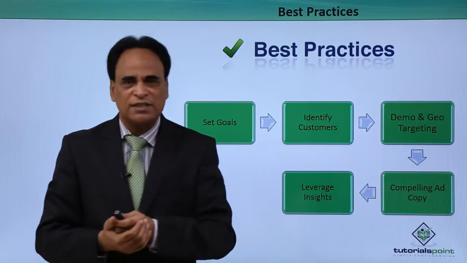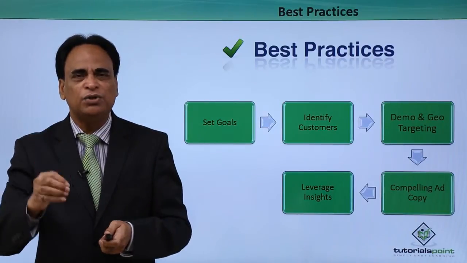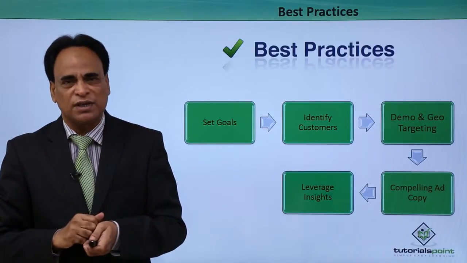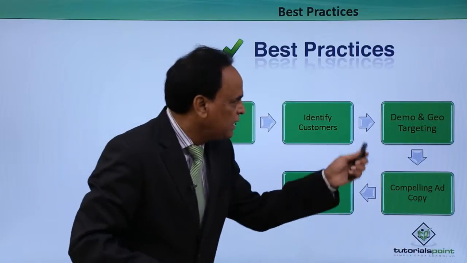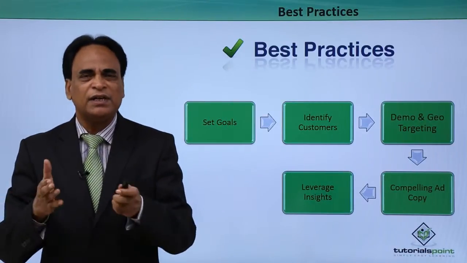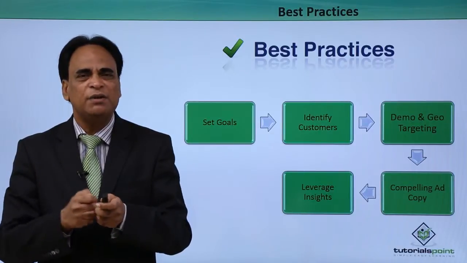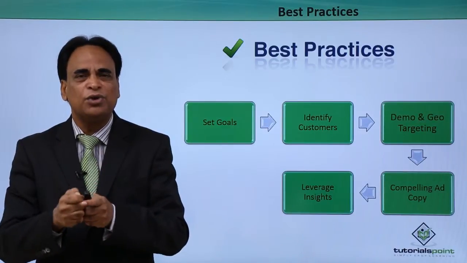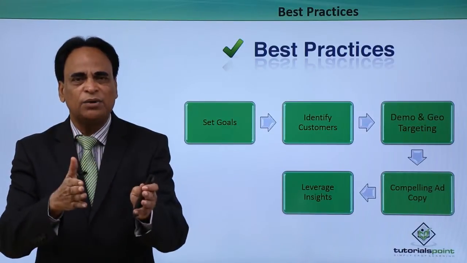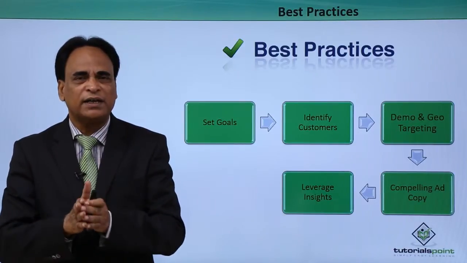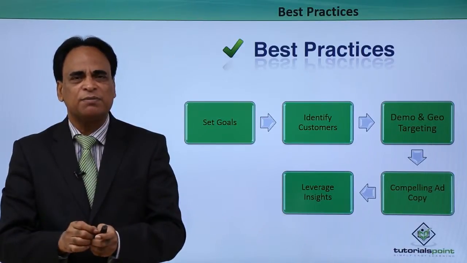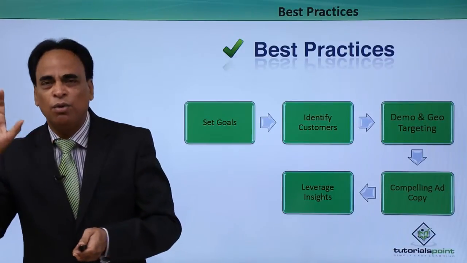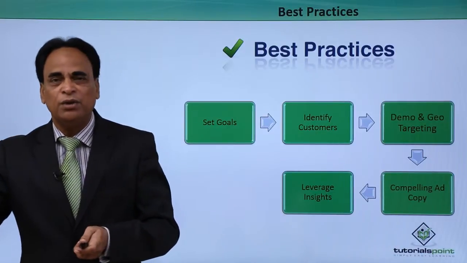ad. Identify customers. You need to know exactly who your customers are, where your customers are located, and what the demography of the customers is. Identify those customers. Demography and geo-targeting. When you are creating an ad on Facebook, it is extremely important for you to target the geography and the demography. You should know who your customers are, where they are located, and what the demography is, whom you are targeting. Be absolutely precise on this point, so that you can have more and more conversions, because your ad is reaching only the people where they are located and who they are.